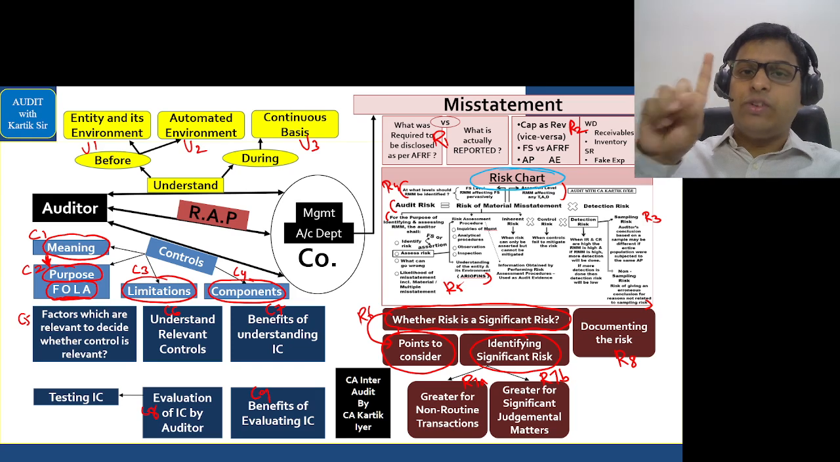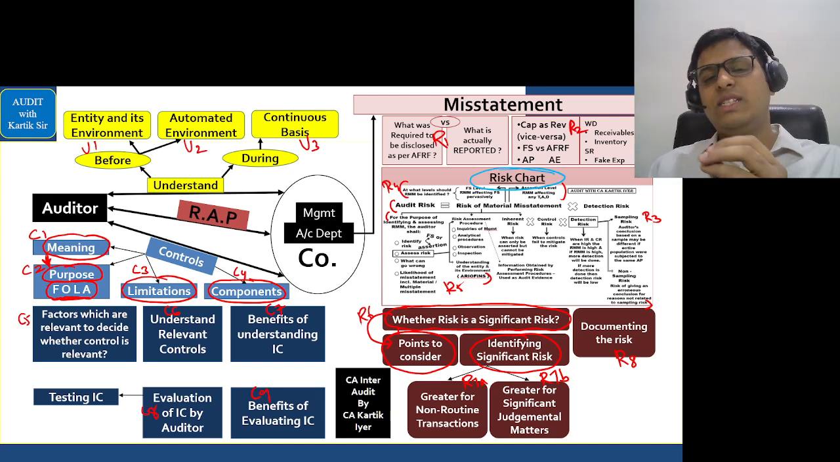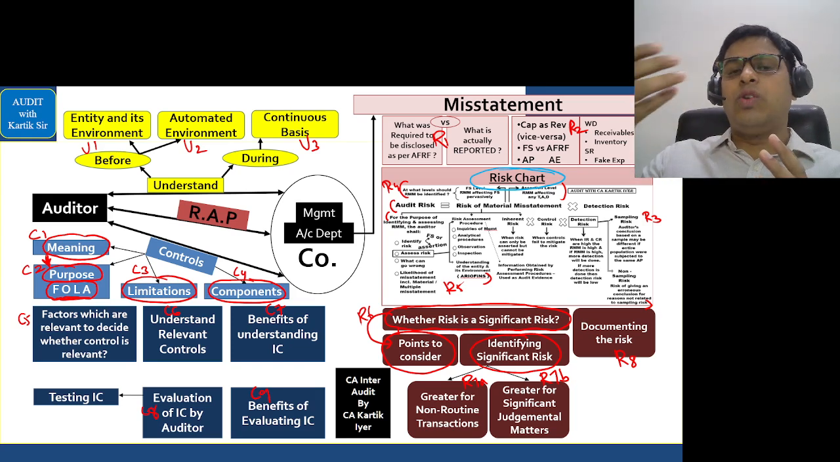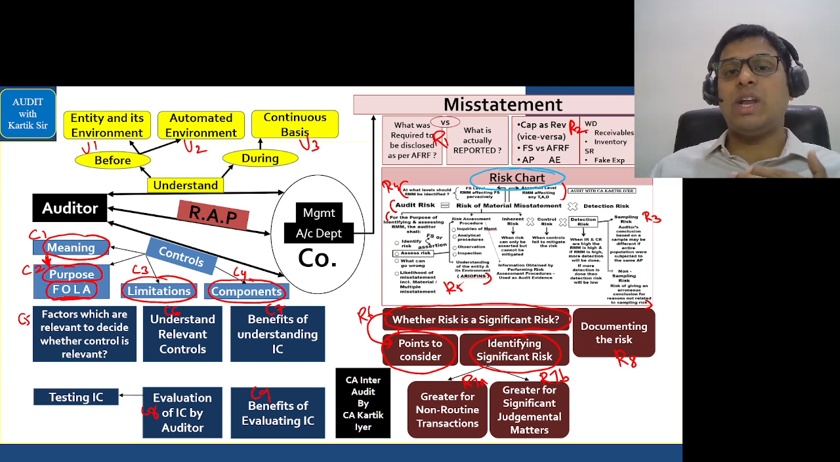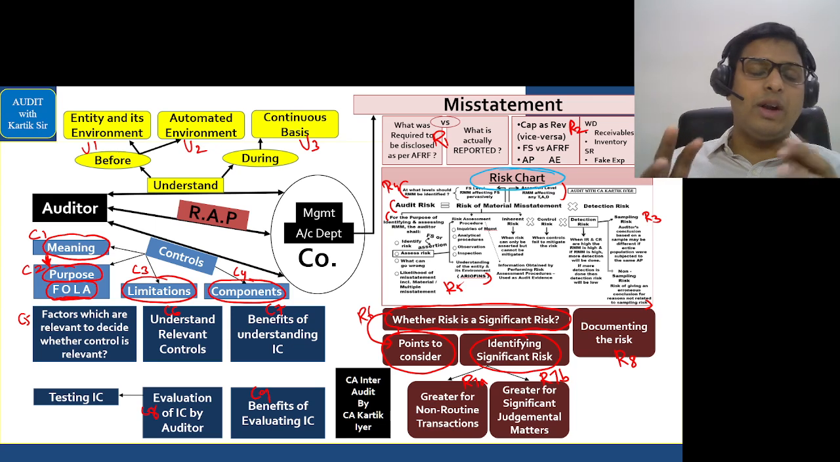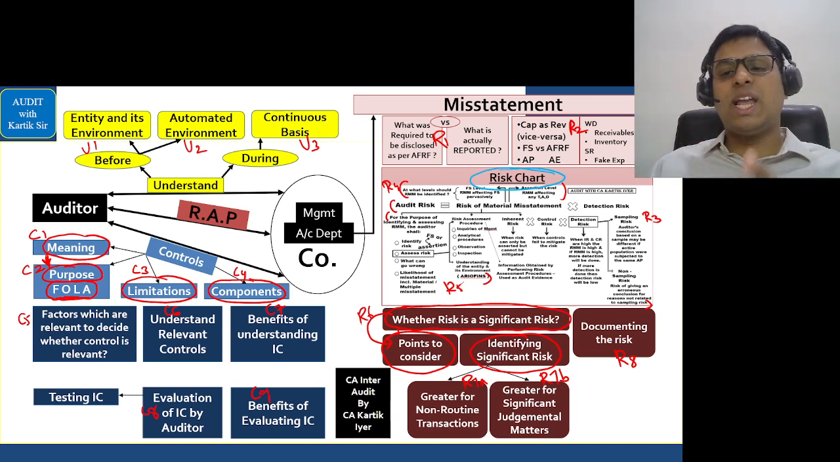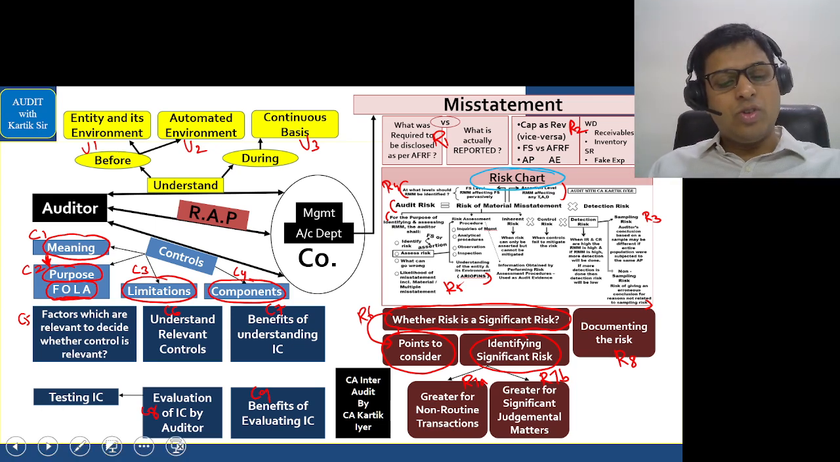Next, you have to look at the difference between FS and AFRS. So this is your first pair, which has 2 points. Next, any improper accounting, improper application of accounting policies or incorrect accounting estimates will come in this part. So these are the next 2 points. You will see AP and AE basically, so your accounting policies and accounting estimates are these 2 points.